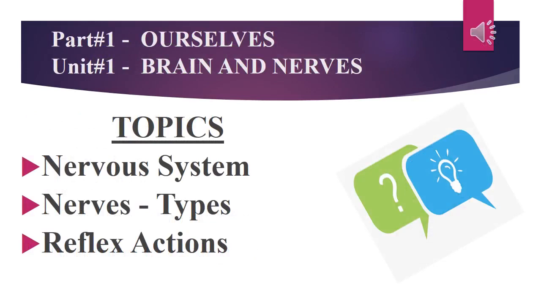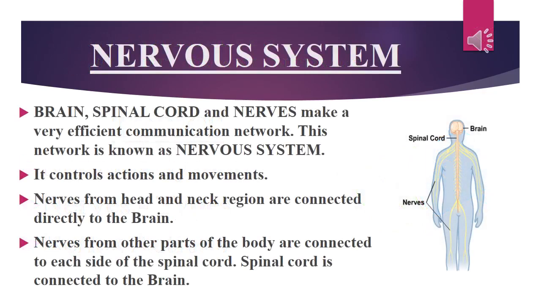Today we will continue unit number 1, brain and nerves. The topics for today's discussion are nervous system, nerves, types of nerves and reflex actions. Please keep notes of all those points which are not clear to you. I will answer all your queries after this video. Let's start. The nervous system is the first topic.